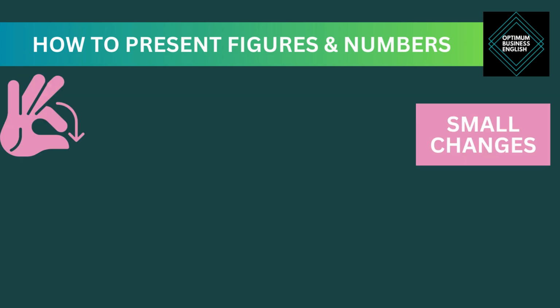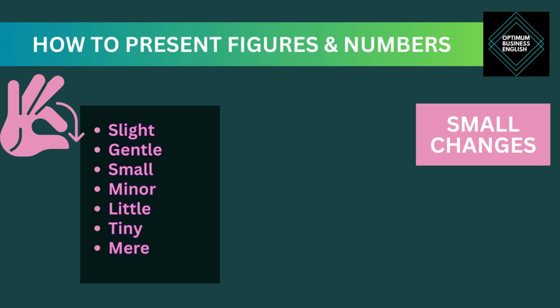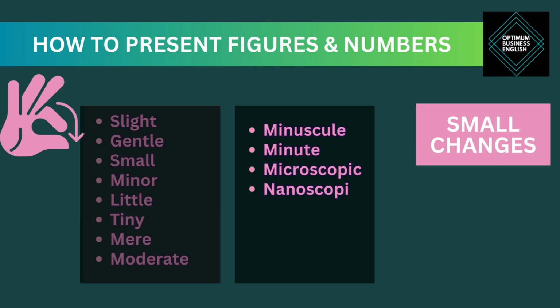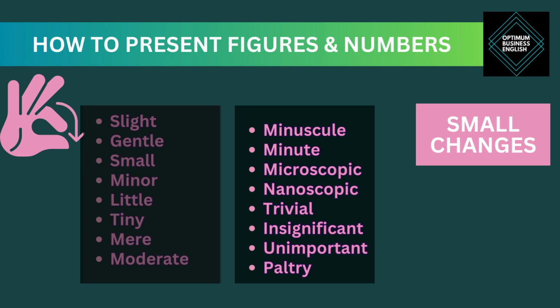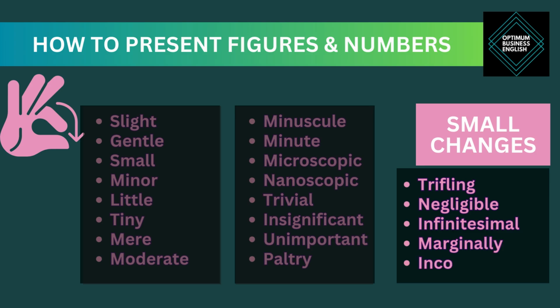And when a change is small or slight, you could use one of the following adjectives. There's a slight increase. There's a gentle rise. There's a small uptake. The changes are minor, little, tiny, mere, or moderate. There is a minuscule or a minute change, microscopic, nanoscopic, trivial, insignificant, unimportant, or paltry. Or you could say the increase is trifling, negligible, infinitesimal, marginal, or inconsequential.